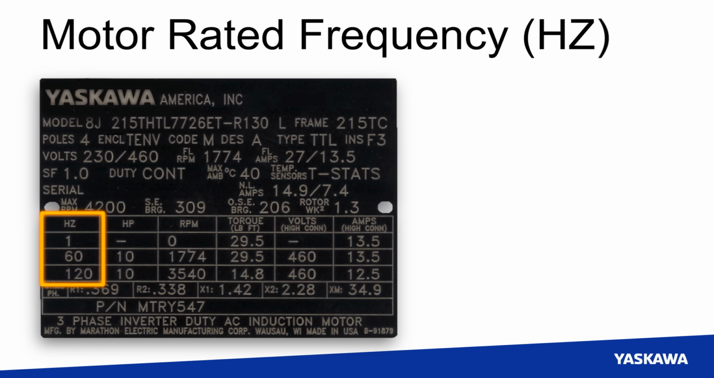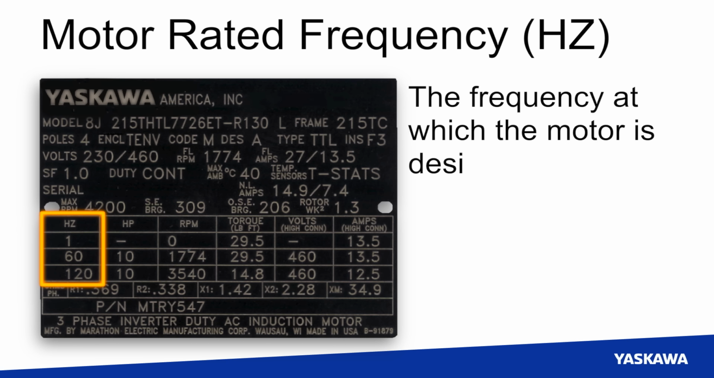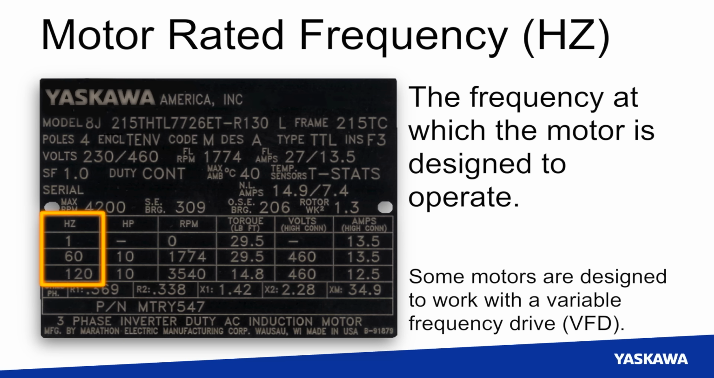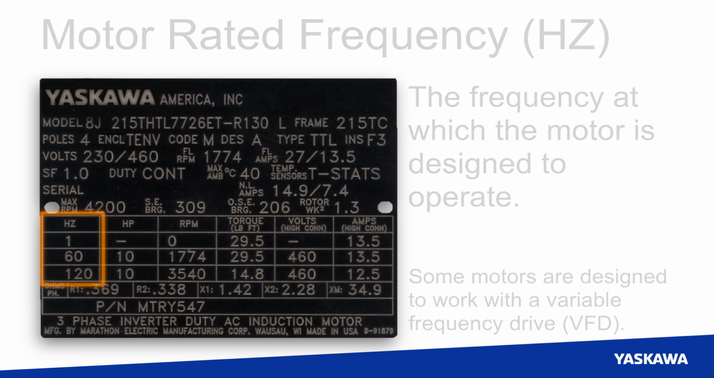The motor-rated frequency is the frequency at which the motor is designed to operate. In North America, the rated frequency is 60 Hz. Some motors are designed to work with a variable frequency drive, or VFD. They are rated to run at different frequencies.